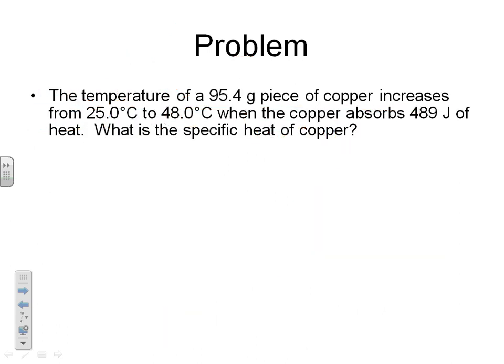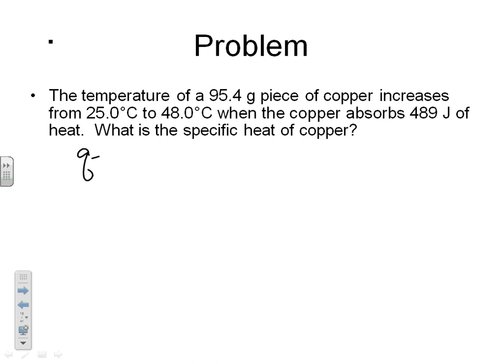Second problem: the temperature of a 95.4 gram piece of copper increases from 25 to 48 degrees Celsius. When the copper absorbs 489 joules of heat, what is the specific heat of copper? You can't simply tell me that it's 4.18 because that's the specific heat of water. We're no longer dealing with the same substance. Different substances have different specific heats. So we're going to have to calculate the specific heat.